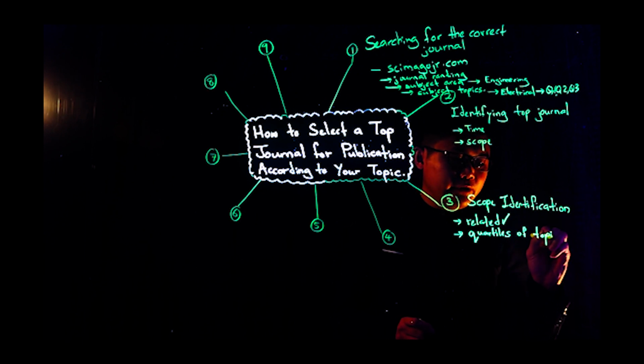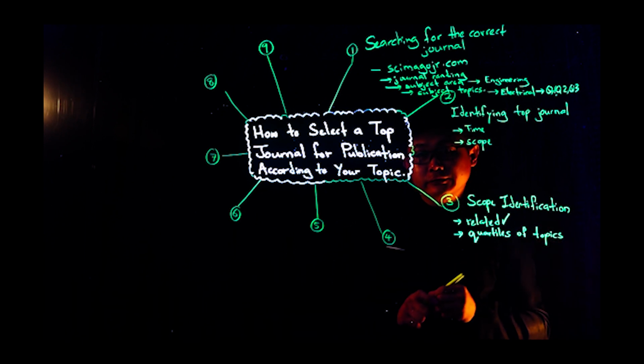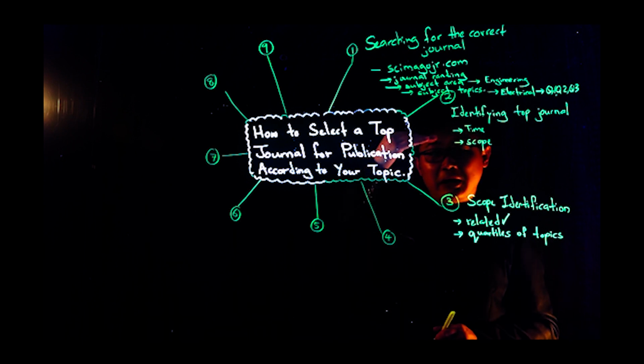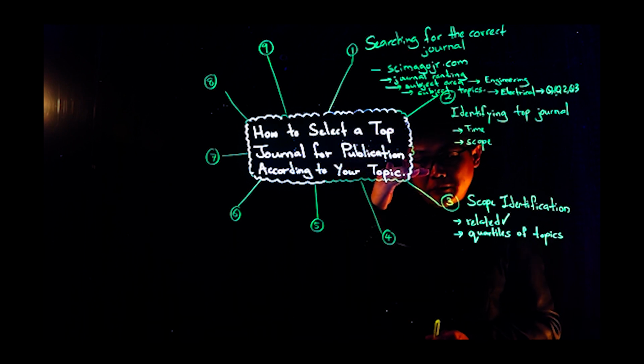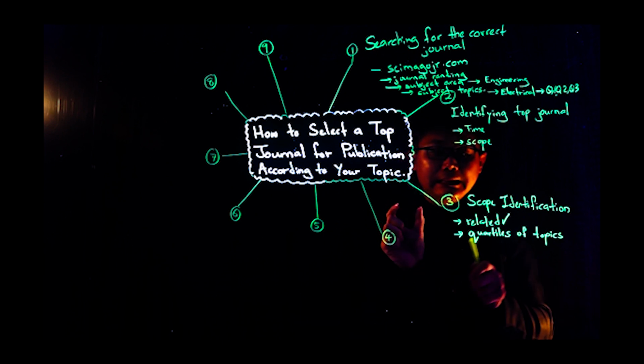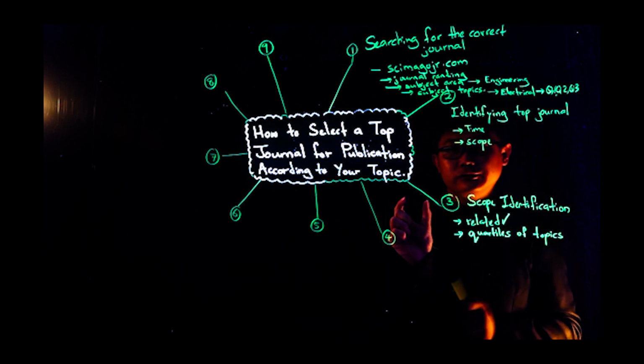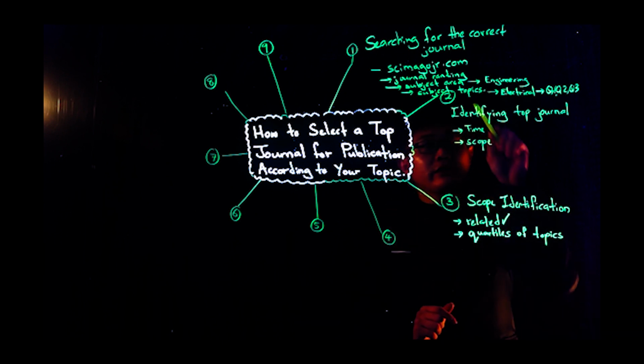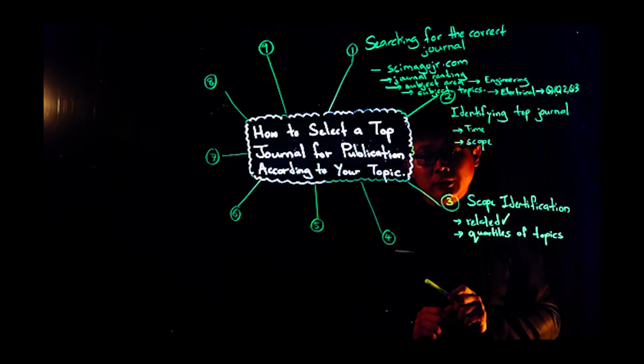So in the journal itself, they may be interested in multiple topics. For example, they may be interested in biomedical, bioengineering, or electronic engineering. So there are multiple topics being focused on inside the journal. So make sure that the topic you choose has a high quartile itself. For example, you can go for a Q1 journal, okay?